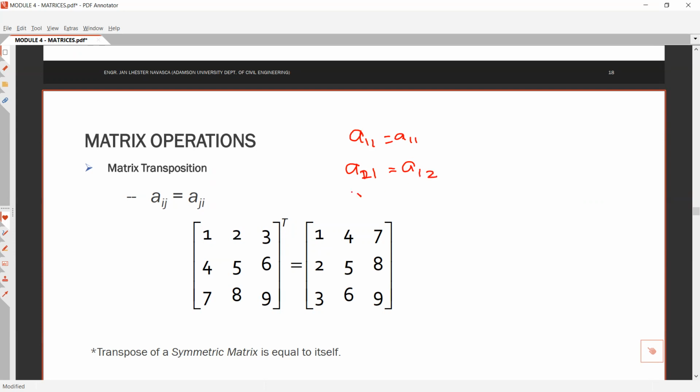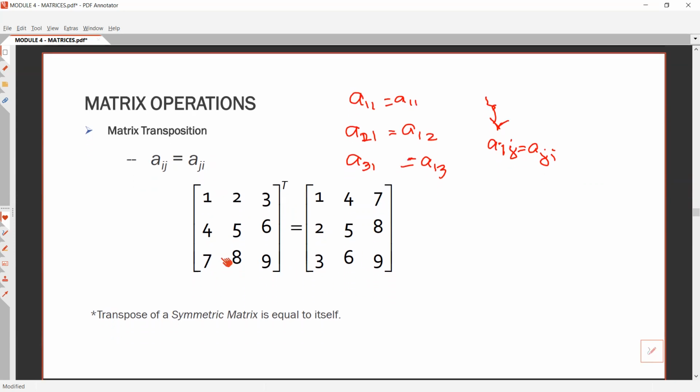A12, A31, gagawin mo siyang A13. Okay? So on and so forth hanggang Aij lahat. Okay? Aij is equals to Aji. Okay? So ito yung matrix transposition.